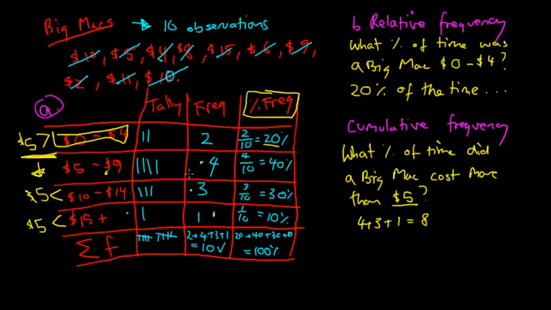So that means 8 times out of our 10 observations, a Big Mac costs more than $5. So 8 out of 10 times, we're concerned with the percentage of time. So we want to convert this 8 out of 10 figure into a percentage. 8 out of 10 is equal to 0.8. We can do this on our calculator. And then if we want to convert this to a percentage, we'll say 0.8 times 100 gives us 80%. So we can say that 80% of the time, a Big Mac cost us more than $5.